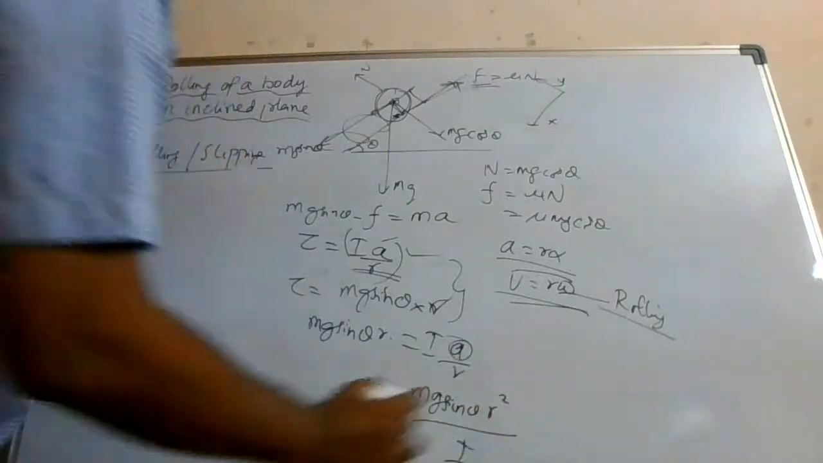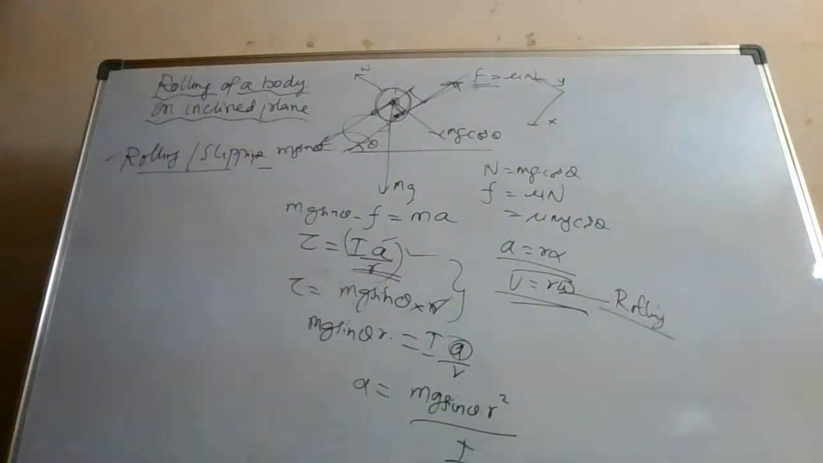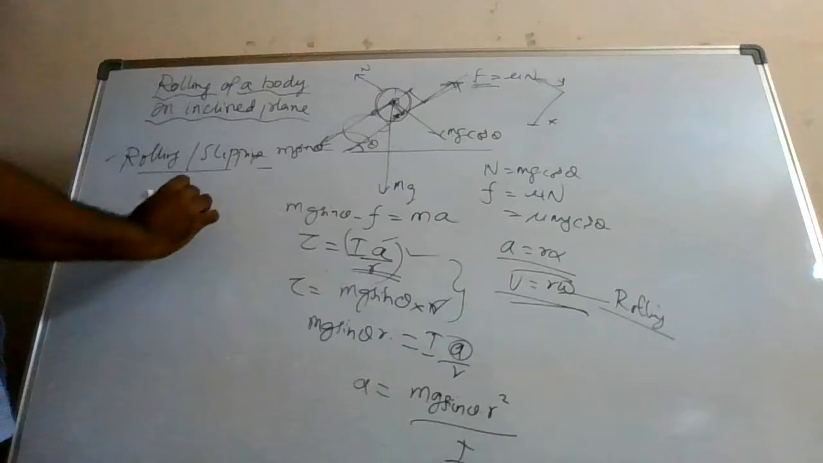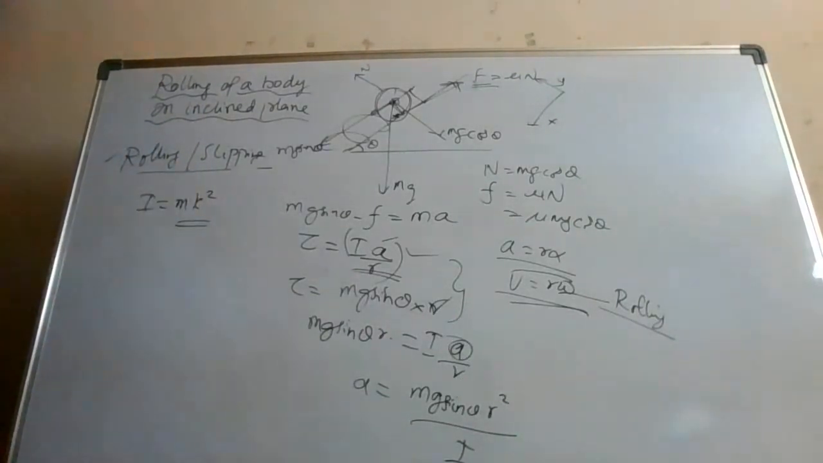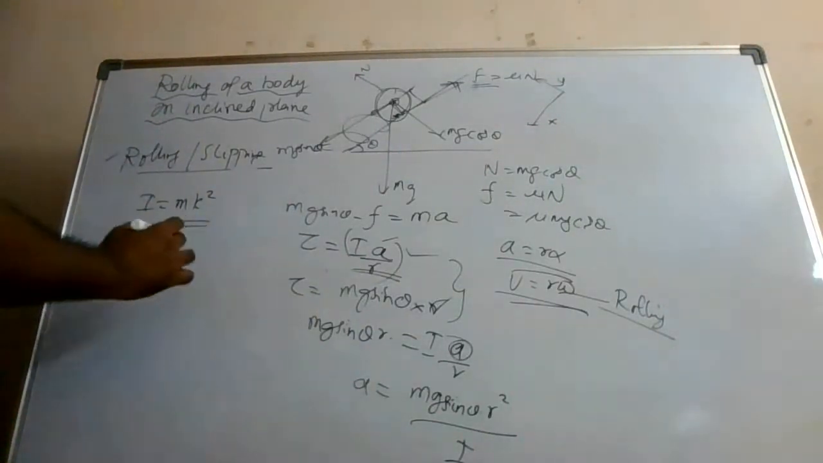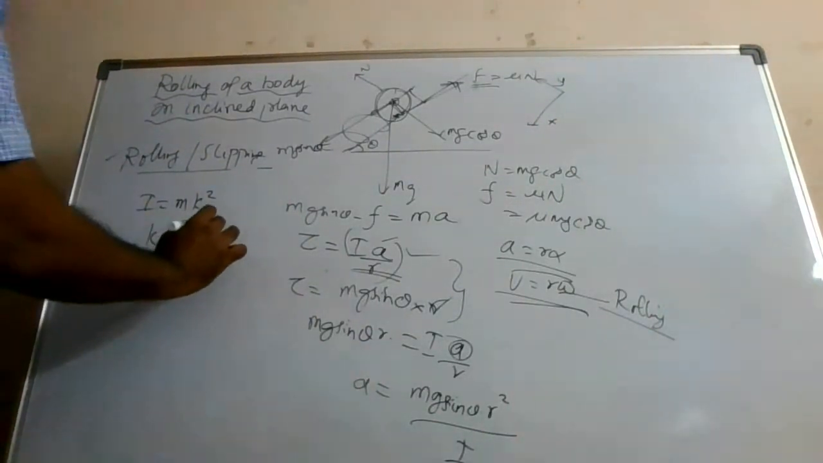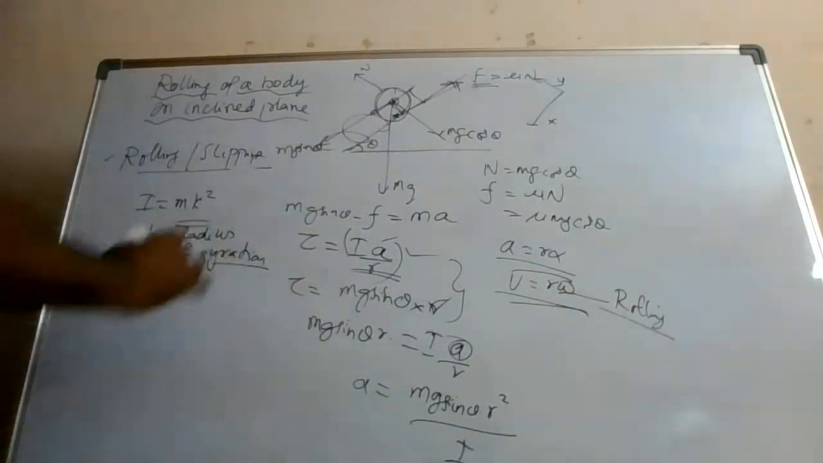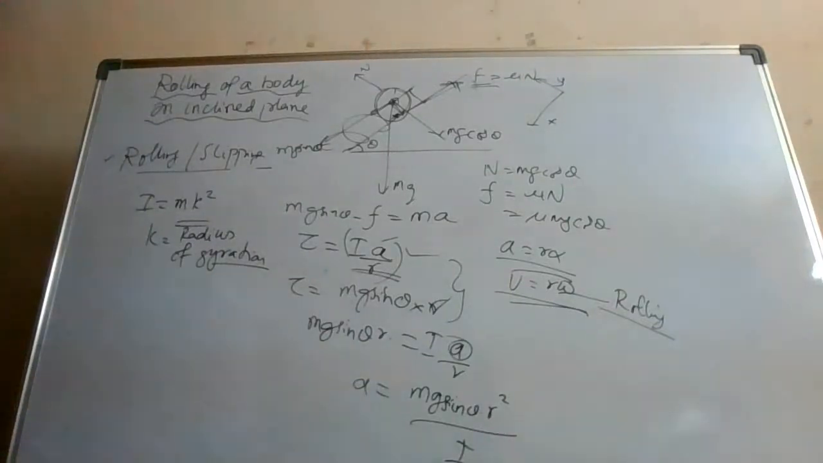So the general expression for writing this I is mk square. I told you, for any rigid body, I in general format is written as mk square, where k is the radius of gyration. Different bodies will have different radii of gyration. We had a discussion on this in my previous videos. So this is the general format of writing the radius of gyration. So this is the value of a. Alright.